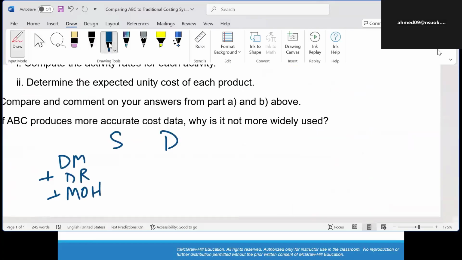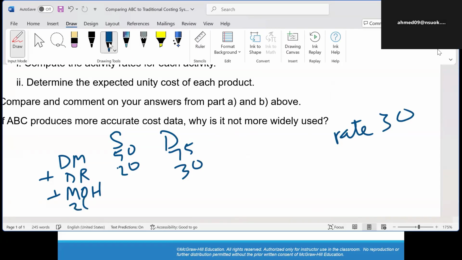Okay, the standard was 50, 20, and the other one was 75 and 30. Right there. Then how are we going to get the manufacturing overhead? You remember we calculated the rate, 30. So multiply the hours. Under the standard of the original, it would be 2 hours times 30. So that gives me 60.